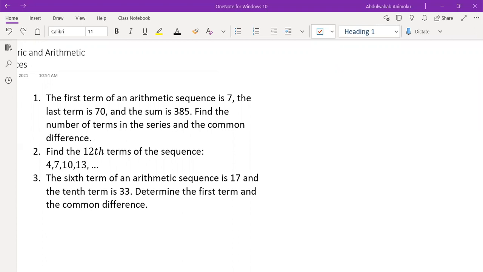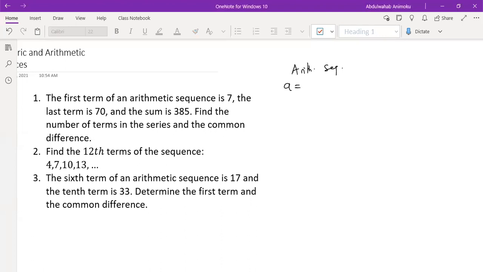Now, the first problem states that the first term of an arithmetic sequence... so now we are talking about arithmetic sequence. Don't forget about the properties of arithmetic sequence, though. Once you know the type of sequence it is, the next thing is to just think about the formulas that you need to solve the problem. Okay, so the first thing is that the first term of an arithmetic sequence is 7.